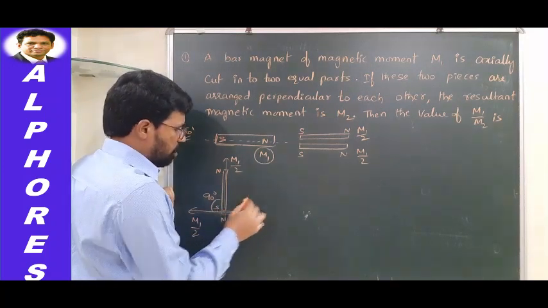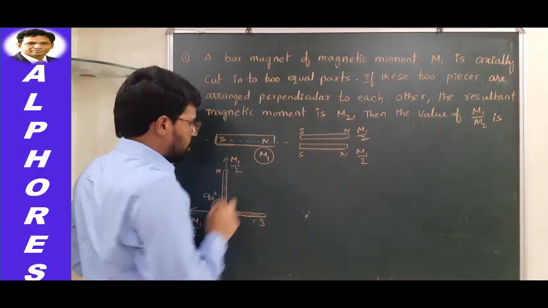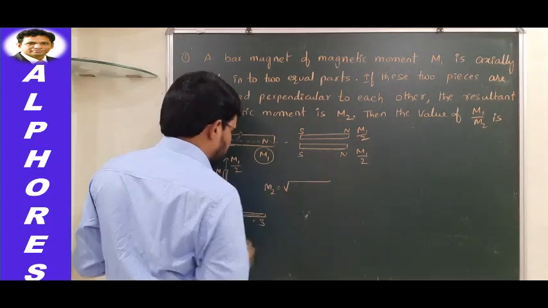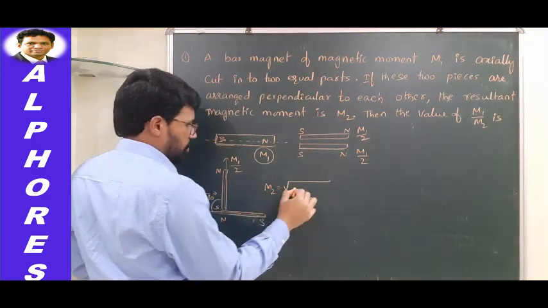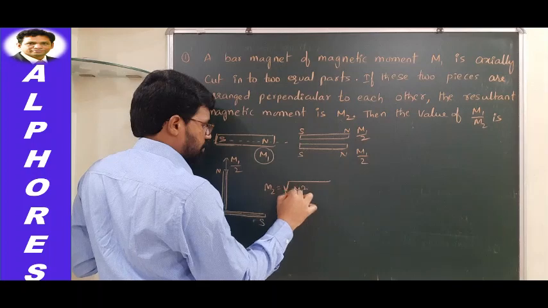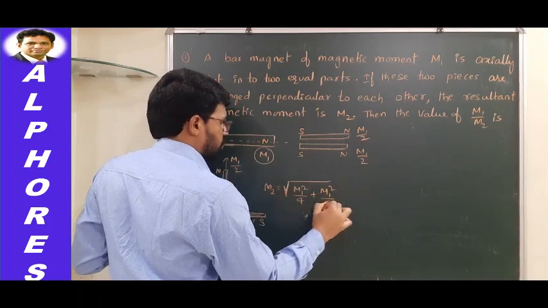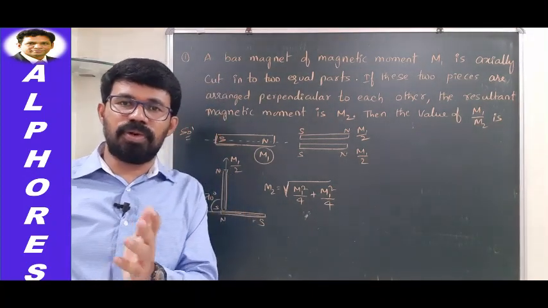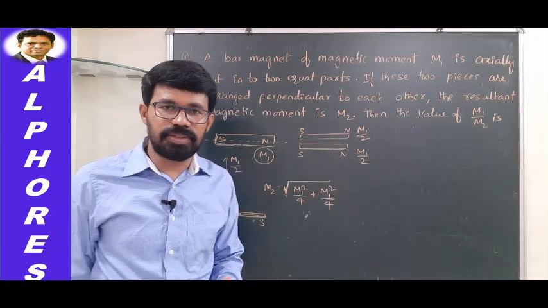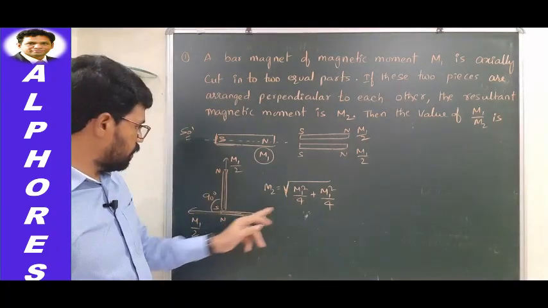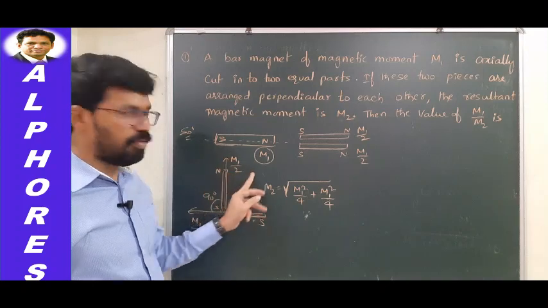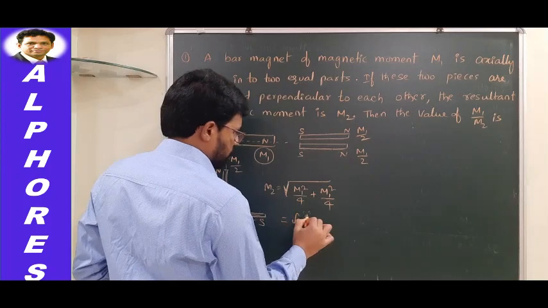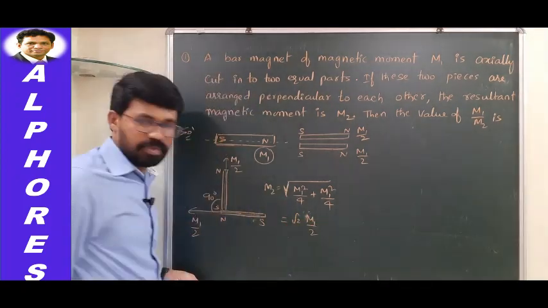Therefore, the resultant magnetic dipole moment, how much will it be? It was said that the resultant magnetic dipole moment of this arrangement is equal to M2. So this M2 can be expressed as under root, since these two are perpendicular to each other, M1 square by 4 plus M1 square by 4. According to the parallelogram law of vectors, under root P square plus Q square plus 2PQ cos theta. If theta is 90, the cos theta term vanishes, so you will have under root P square plus Q square, which is under root M1 by 2 whole square plus M1 by 2 whole square. So what you will have here is root 2 M1 by 2, isn't it?